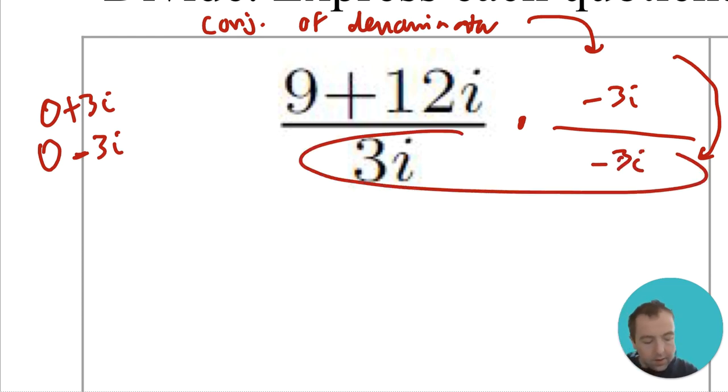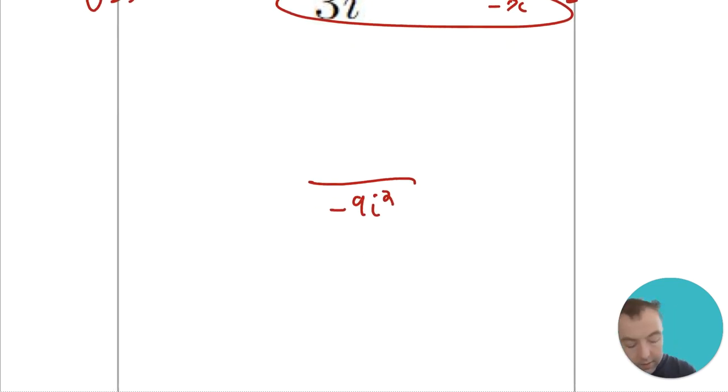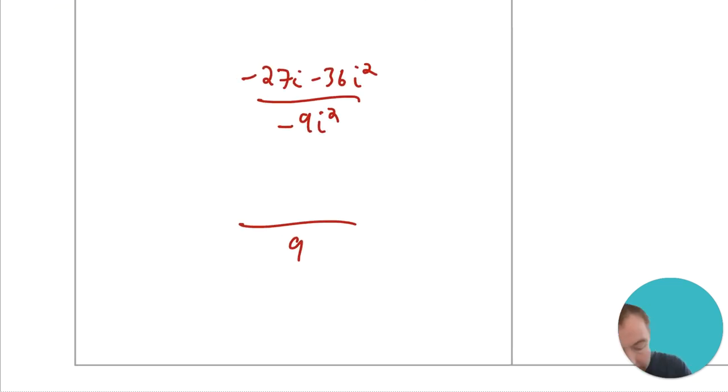So what happens then is the denominator will no longer have an imaginary number on it, because you end up getting the negative 9 times i squared in the denominator, which then turns into negative 9 times negative 1, which is a positive 9, right? And then you just have to distribute in the top part right there, the negative 3i. So that becomes negative 27i. And then negative 3 times 12 is negative 36. And then i times i is i squared. So you just get negative 27i, and then since i squared is negative 1, it becomes plus 36.